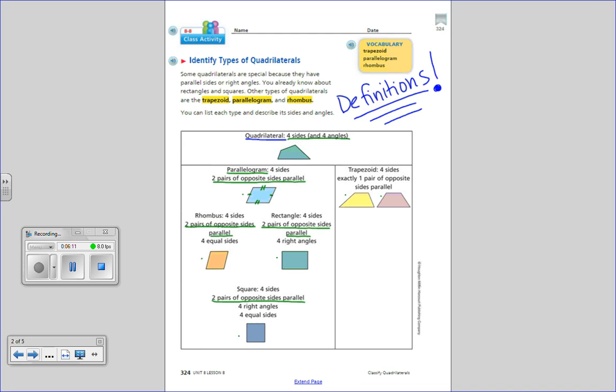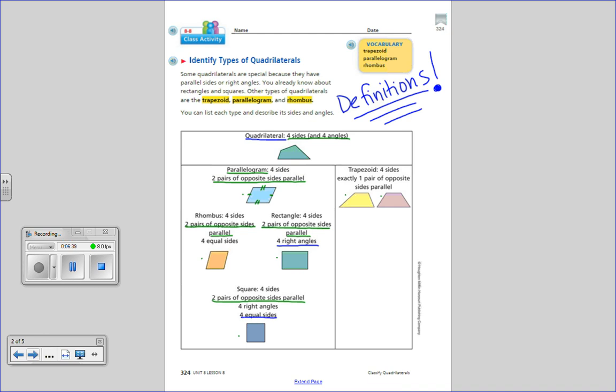Now, can a parallelogram be a rectangle? No, because in a rectangle, you have four right angles. Can a rhombus be considered a rectangle? No, because it doesn't have any right angles. Can a rectangle be considered a square? No, because a square has four equal sides and a rectangle doesn't have four equal sides.